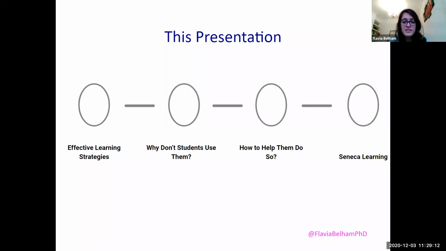Okay, so this presentation has 3 steps. It's about effective learning strategies, why students don't use them, and how we can help them to use those strategies if they're not using them yet.